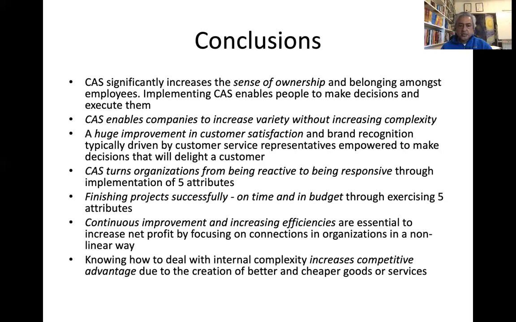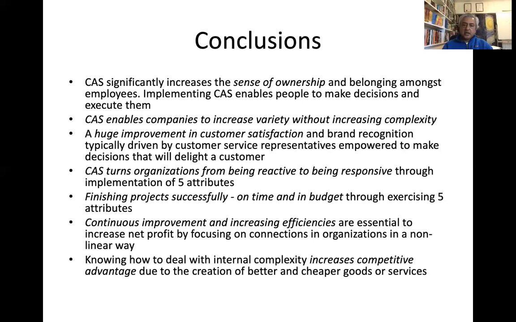There's also a huge improvement in customer satisfaction, and this is usually driven by the fact that you have customer service representatives that are now empowered to make decisions that can delight a customer. Also, what we have found is that CAS turns organizations from being reactive to becoming responsive. And this is a great asset for any company. Finishing projects on time and in budget, when these 5 attributes as defined in the paper and presentation are followed, becomes much more of a reality. And again, that's a huge gain for any organization. It also allows for continuous improvement and increasing efficiencies.